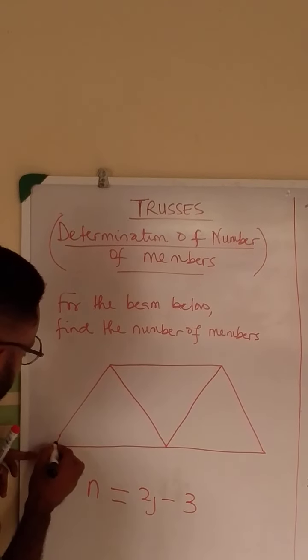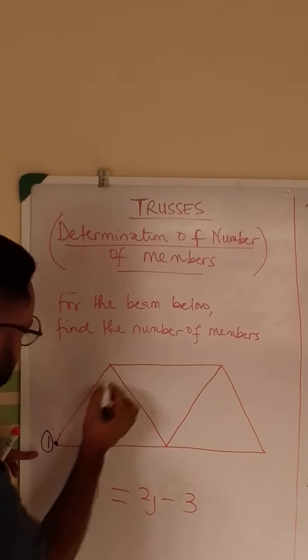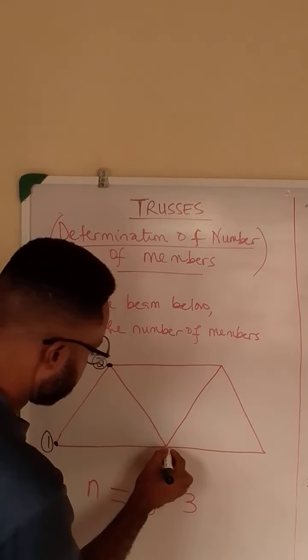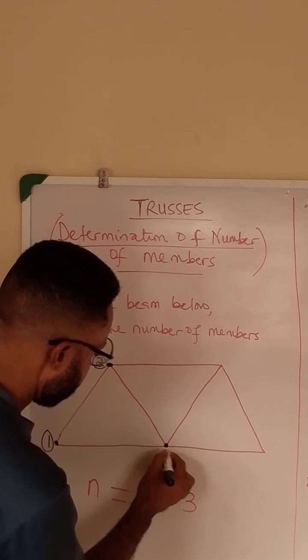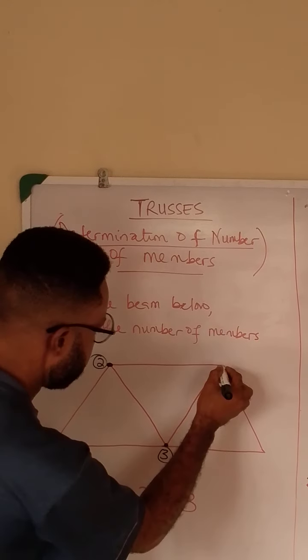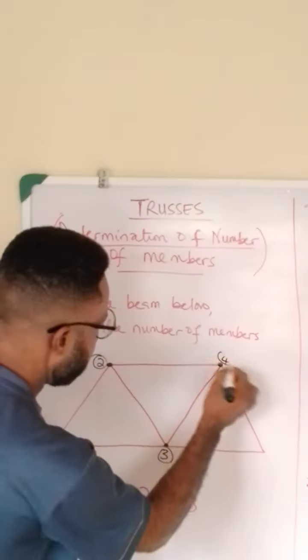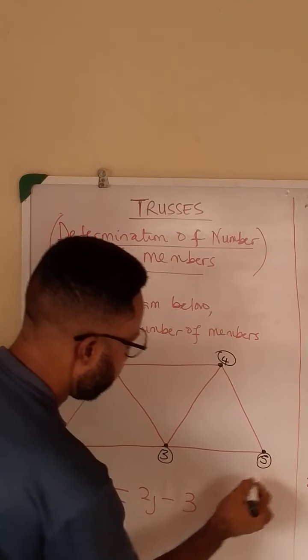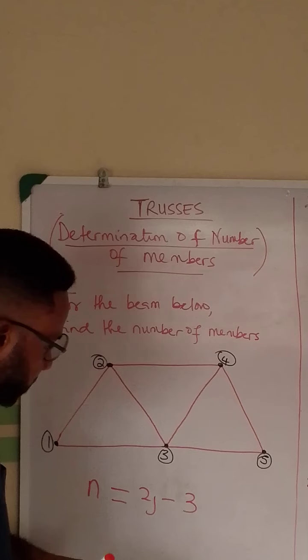This is 1, this is another joint, 2, this is another joint, 3, this is another joint, 4, and this is another joint, 5. So we have 5 joints in this.